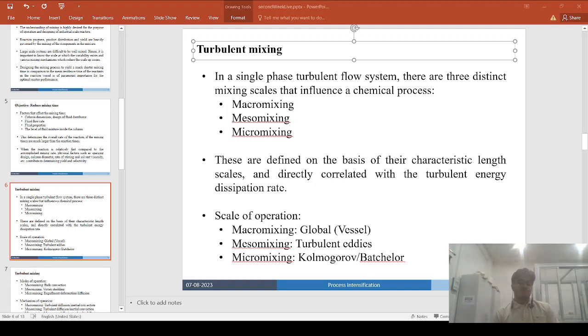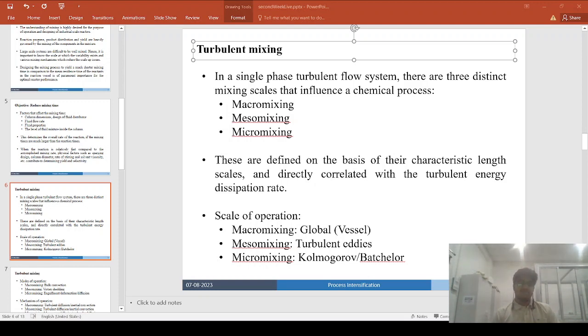The mixing scales can be of different scales. The scale at which the mixing is studied or happens on a whole reactor basis is called macro mixing. And then comes meso mixing and micro mixing. The meso scale is limited to turbulent eddies, where vortex shedding is observed. Meso mixing is related to that, and micro mixing is where you observe the very small eddies like Kolmogorov scale or Batchelor scale eddies.